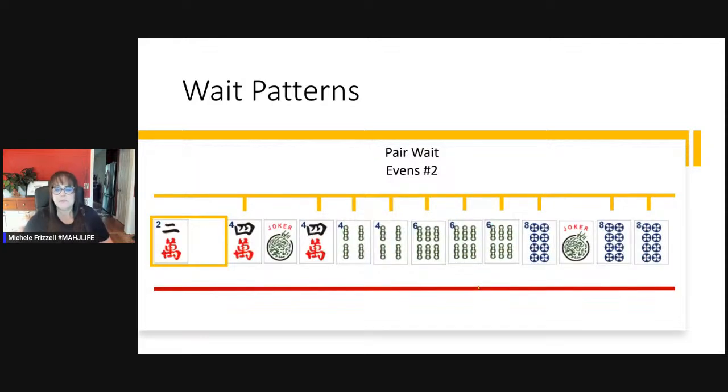The next one is a pair weight. A pair weight is when you're waiting to complete a pair. So here we're playing evens number 2, pair pung, kong, and we need a 2 crack. One tile to complete a pair. That is a pair weight.